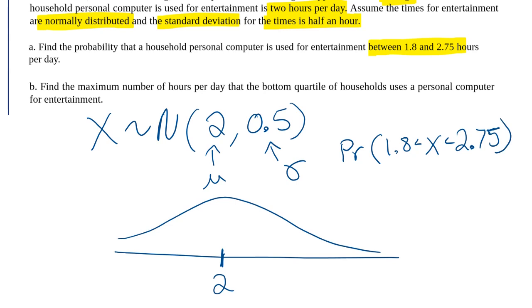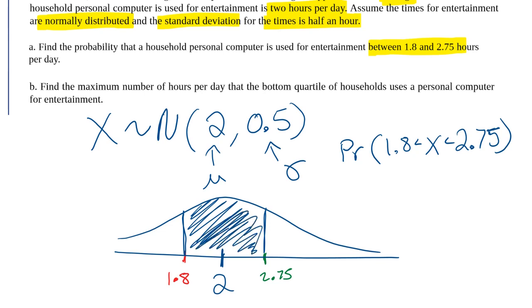So where's 1.8? 1.8 is to the left of 2, so it's somewhere down here. And 2.75 is more than 2, so it's somewhere up here. What I want to know is basically the area between these, right? Probability and area under the normal curve is the same thing. So how am I going to figure this out? Well, remember when we use Excel or any calculator that calculates normal probabilities, it's always going to calculate cumulative probabilities for us, which are the area all the way to the left.